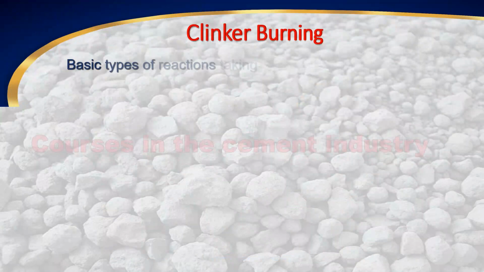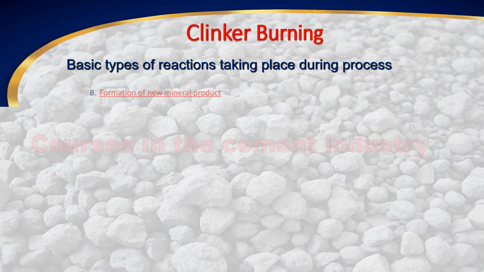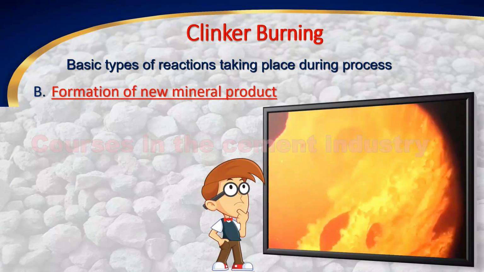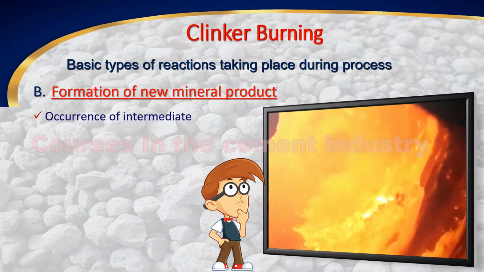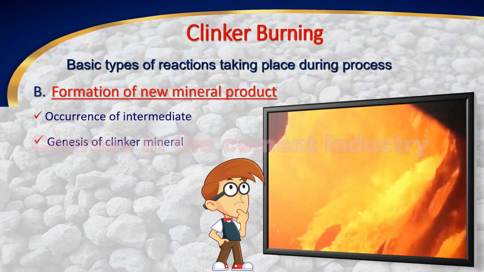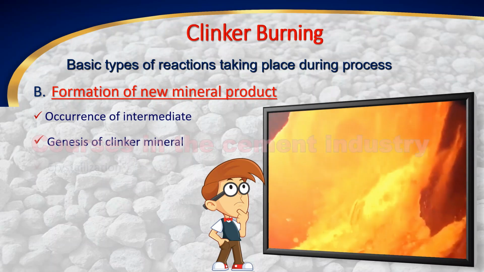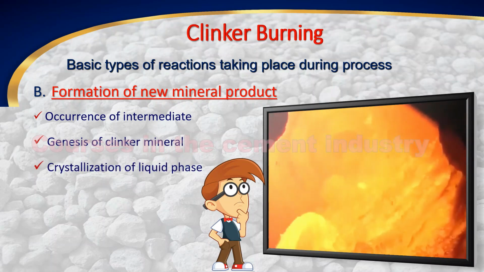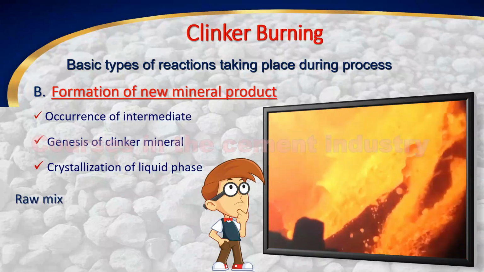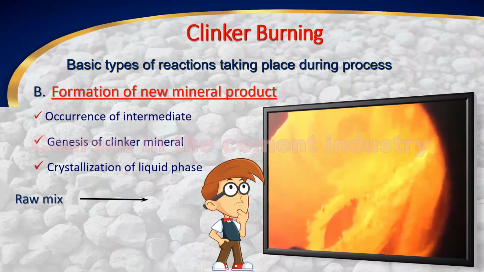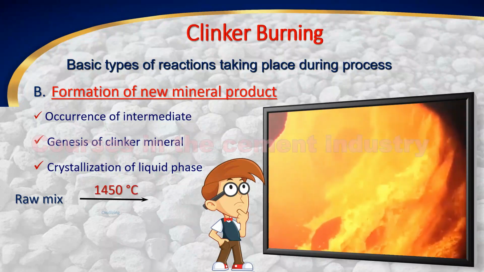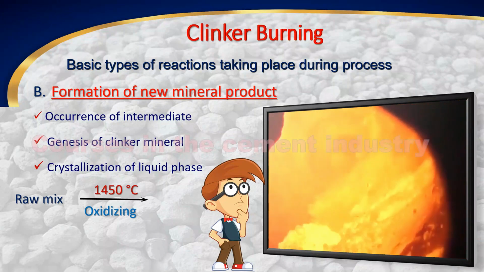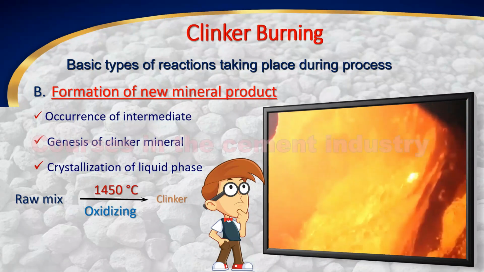Basic types of reactions taking place during the process. B. Formation of new mineral products. 1. Occurrence of intermediates. 2. Genesis of clinker minerals. 3. Crystallization of liquid phase. Raw mix. A change occurs at a temperature of 1450 degrees, using an oxidizing agent. The change occurs to clinker.